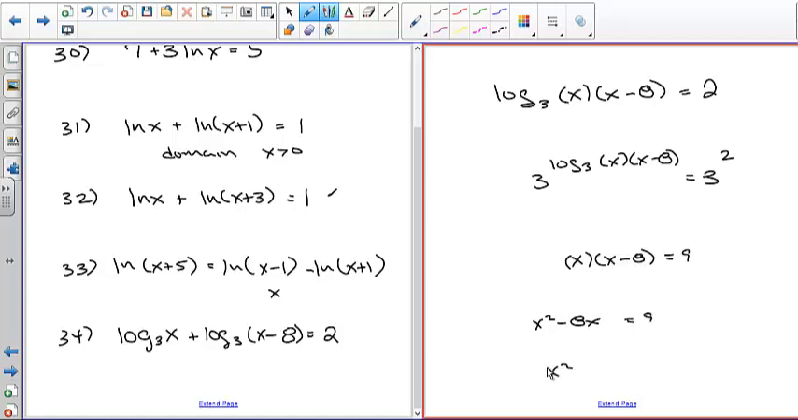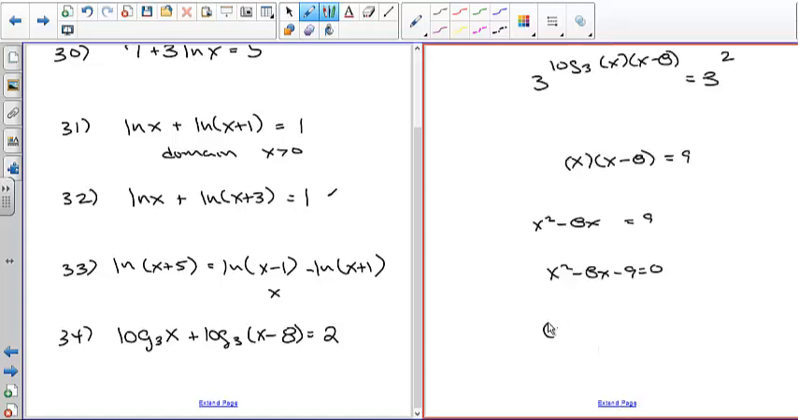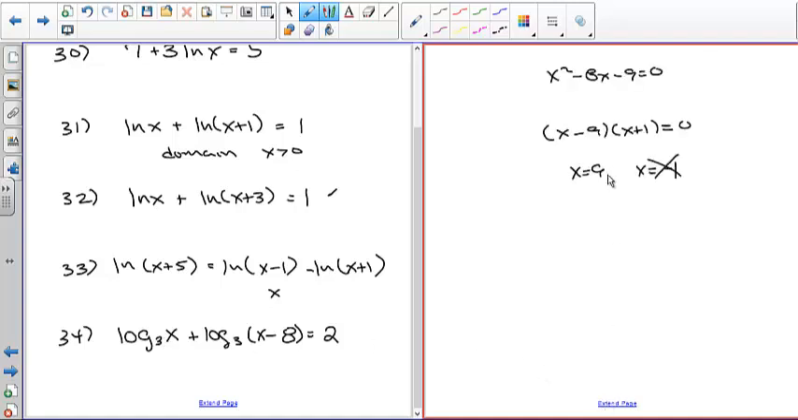And then we can subtract 9 from both sides to get that. And that one we can factor. It's x minus 9 and x plus 1 equals 0. So there's two solutions to this equation, x equals 9 and x equals negative 1, but that one doesn't work because if I plugged in negative 1 here, I can't take the log of a negative number. So we just take the positive solution, and then we can see if it works or not.